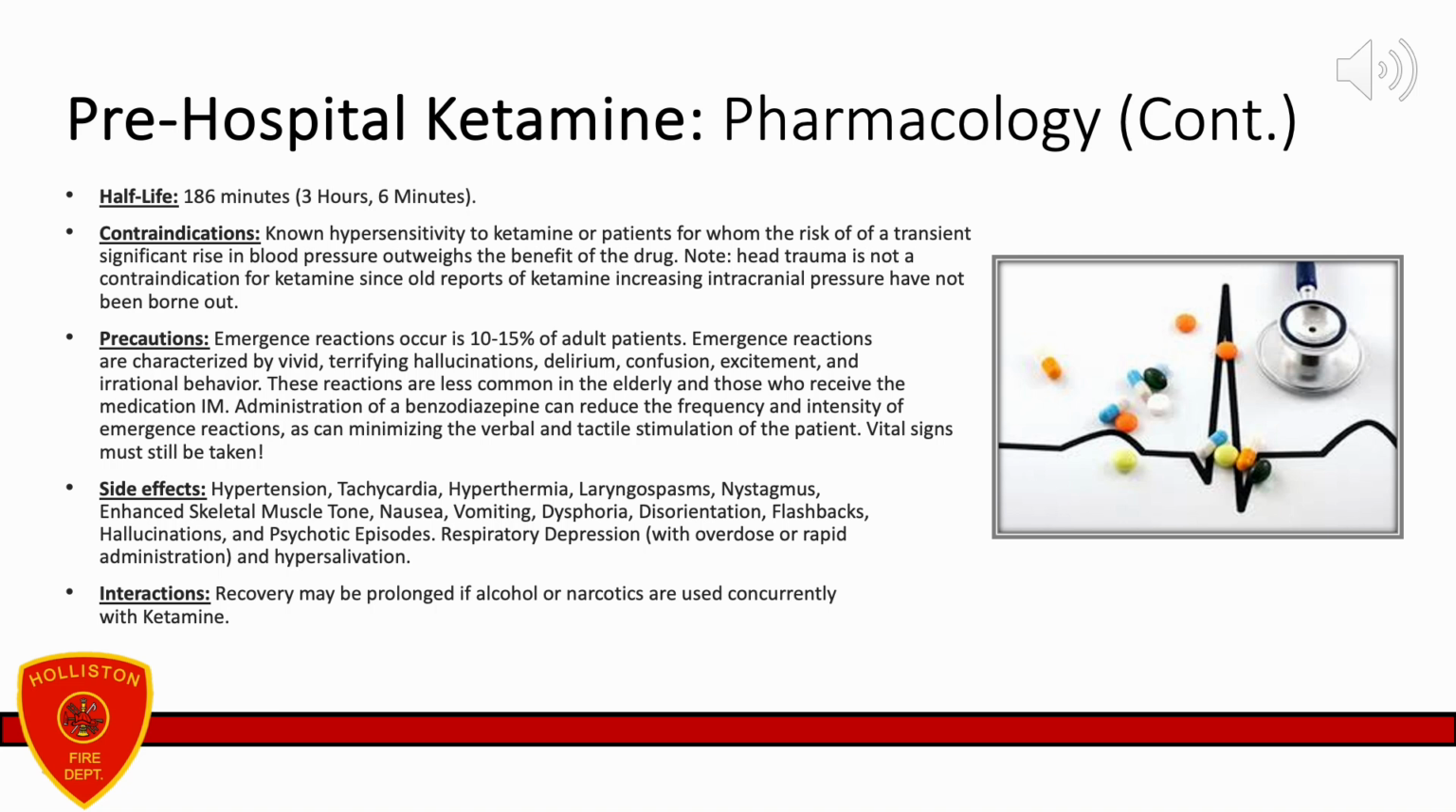Nystagmus, you'll definitely have some eye changes. You'll see pupil dilation or even constriction. You have nystagmus 100% with this patient. You'll see that, especially as they're coming off the drug, you'll see that change. Change in their tone, nausea, vomiting, dysphoria, disorientation, flashbacks. Again, those emergence reactions will trigger a lot of these. They could have hallucinations, psychosis, so again, be thinking about that.